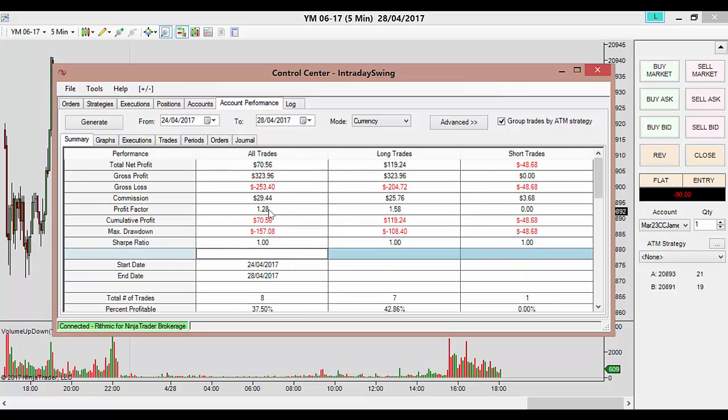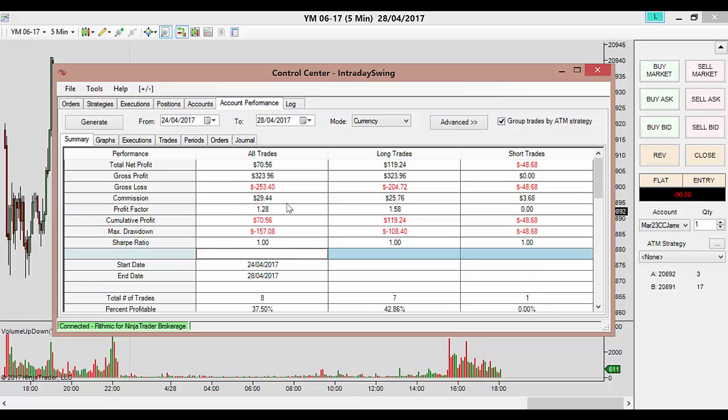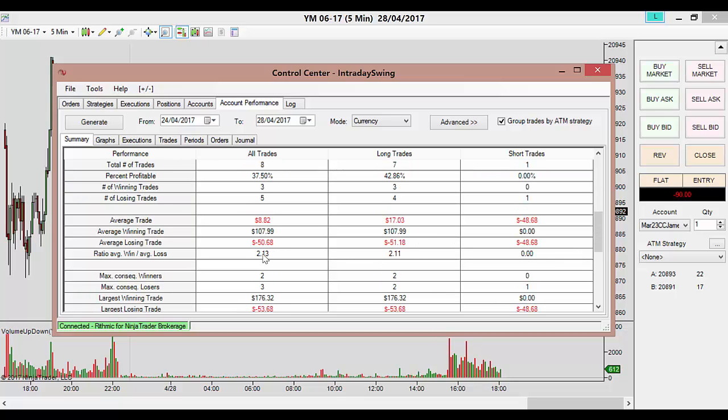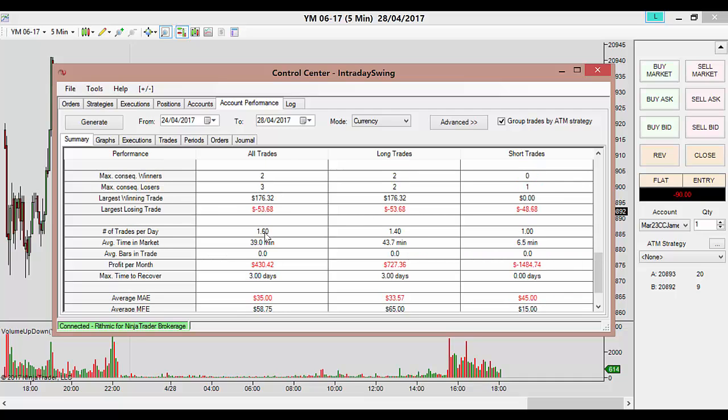Profit factor 1.28, that's good. Drawdowns not too steep, and the stats are good. 8 trades, 37.5% win rate, 2.13 to 1, and all of the rest of it.